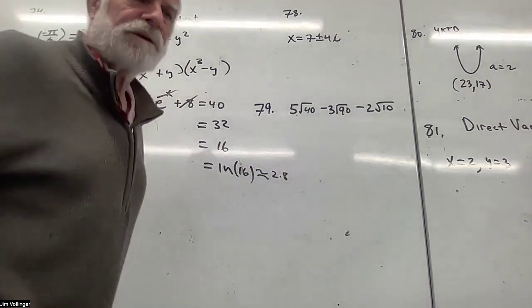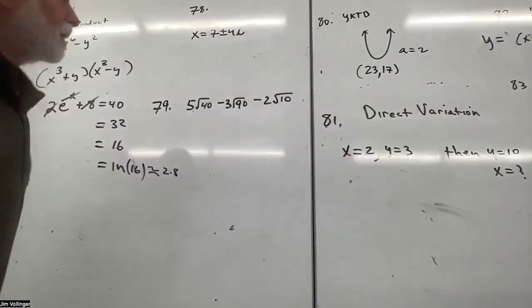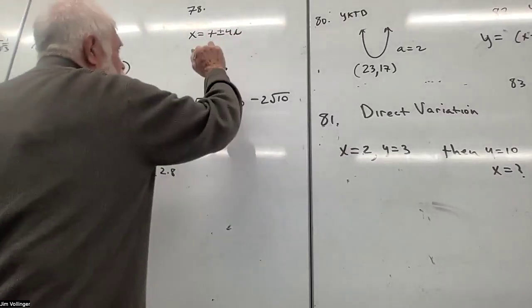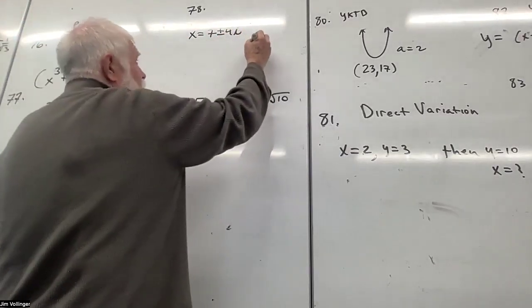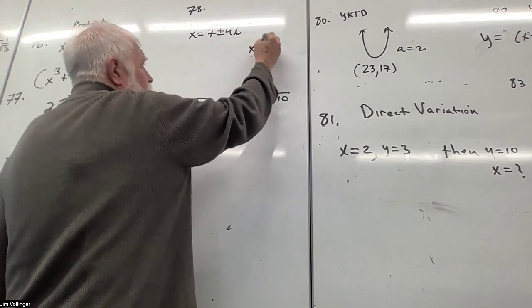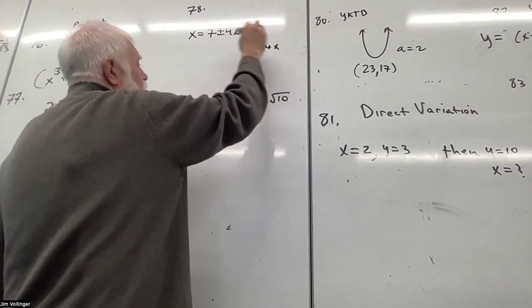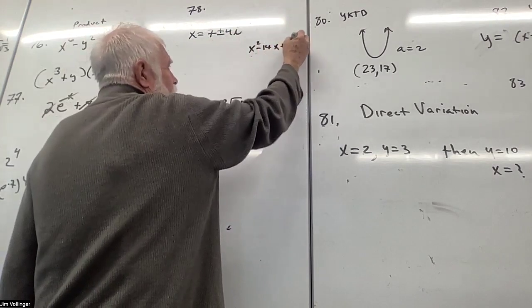7 plus or minus 4i. What quadratic set to 0 gave me those answers? Well, if you do these for a while, you can just write your answer, minus 14x, 49 and 16, 65. So that's going to be our answer.